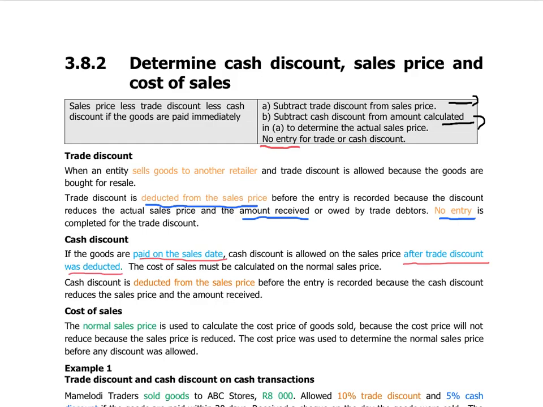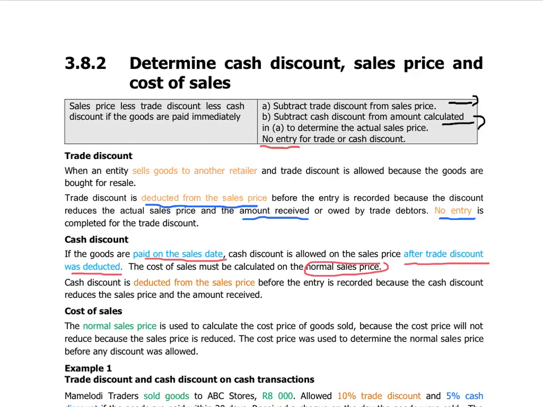The cost of sales must be calculated on the normal sales price. That is very important. So although you deduct the trade discount and the cash discount from the sales price to determine the actual sales price, the cost of sales must still be calculated on the normal sales price because the actual cost price was used to determine the normal sales price. Cash discount is deducted from the sales price before the entry is recorded, and no entry will be recorded for the cash discount or the trade discount.